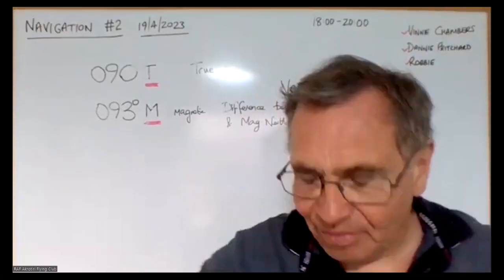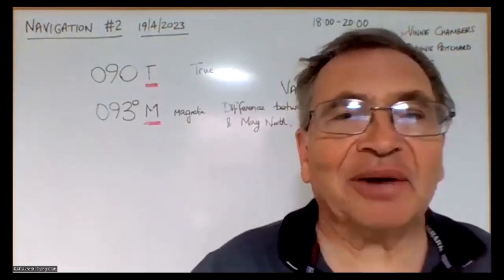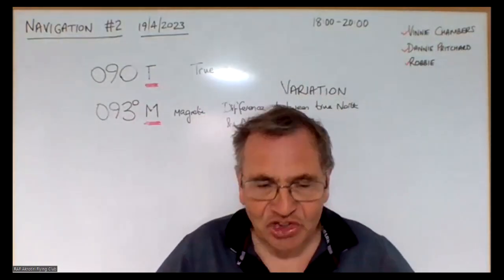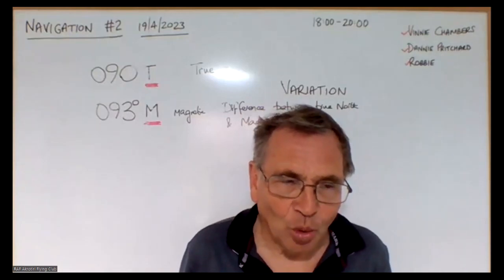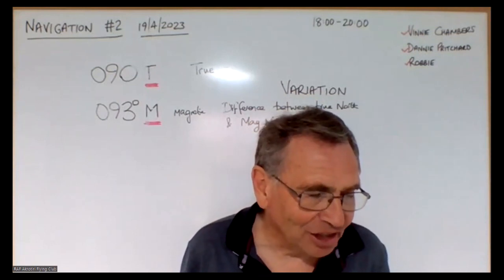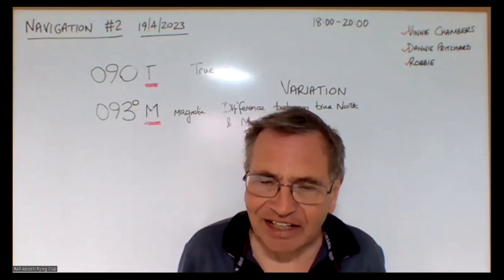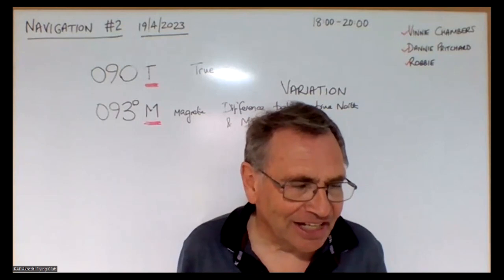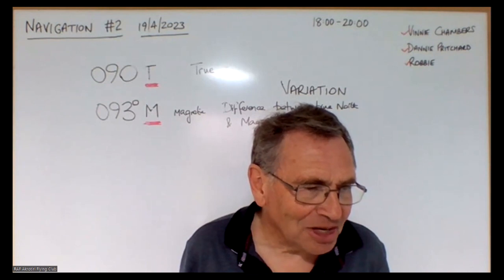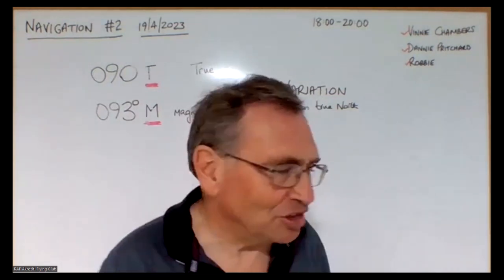So you can imagine there's lots and lots of questions in the exam. Typical exam question is, what is an isogonal, or what is the agonic line, or what is variation? And there's loads of answers, things like variation is the point of equal magnetic deviation, and there's all sorts of dodgy answers. You've got to be a bit careful.